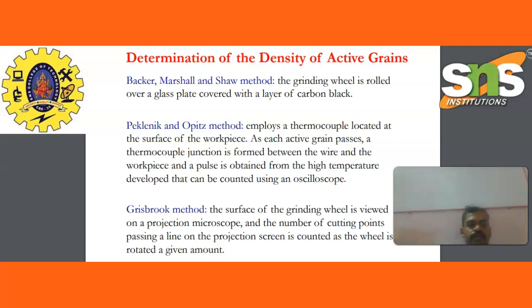Grisbrook method. The surface of the grinding wheel is viewed on a projection microscope, and the number of cutting points passing a line on the projection screen is counted as the wheel is rotated a given amount.